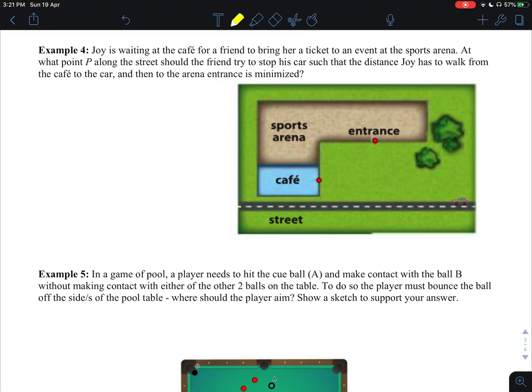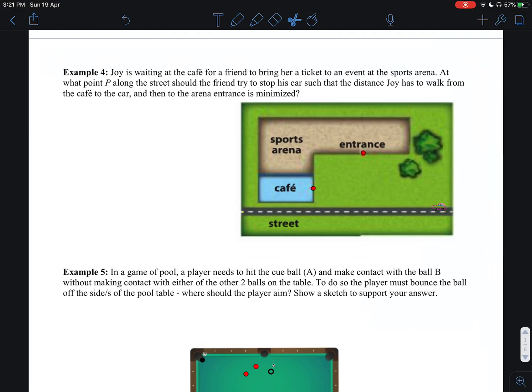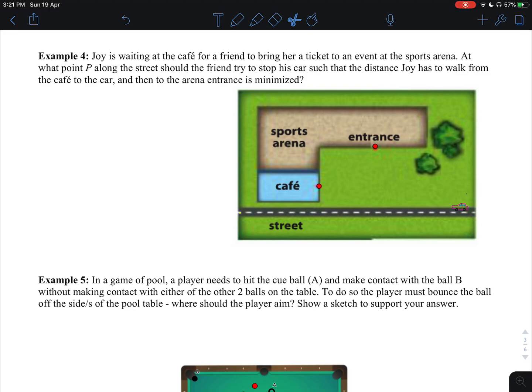All right, geometry students. So I'm going to take over from Mr. Atkins and just explain example 4 and 5 to you. What you can see here is I've drawn in Joy's friend's car, and I'm just going to use that really quickly to show you a visual.